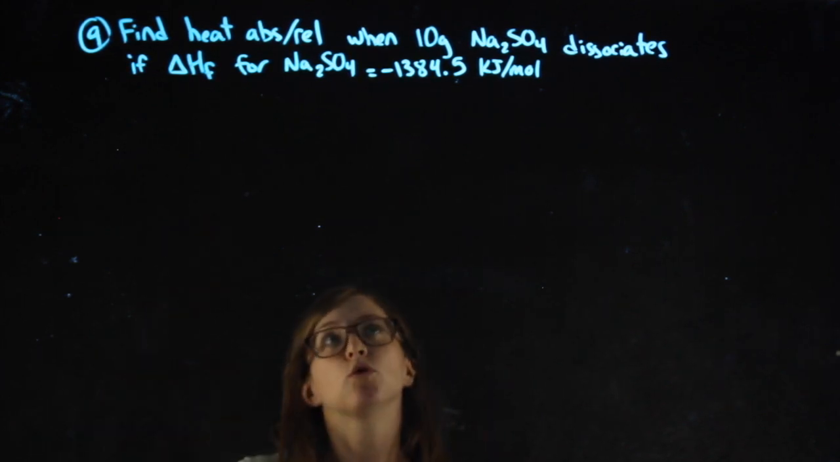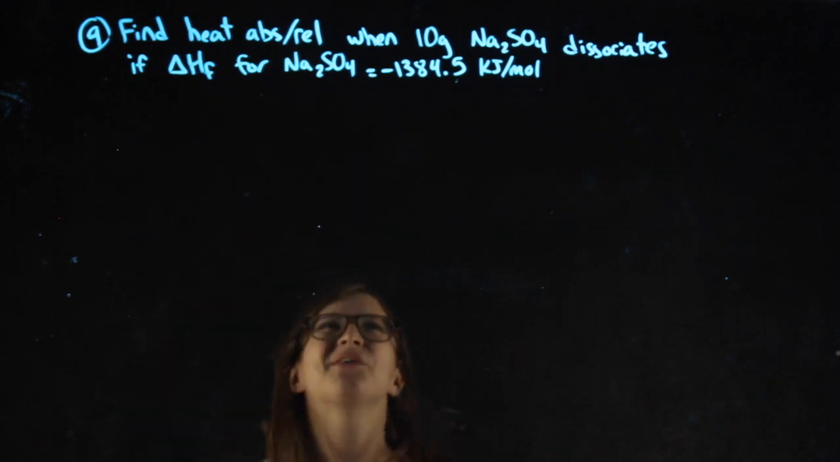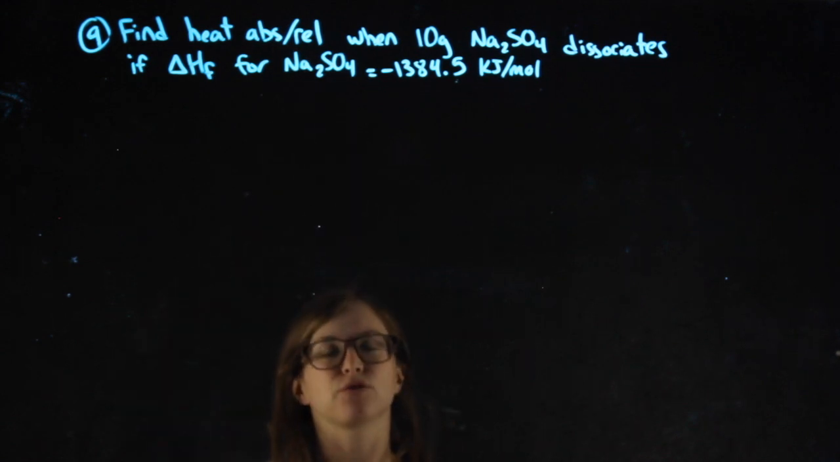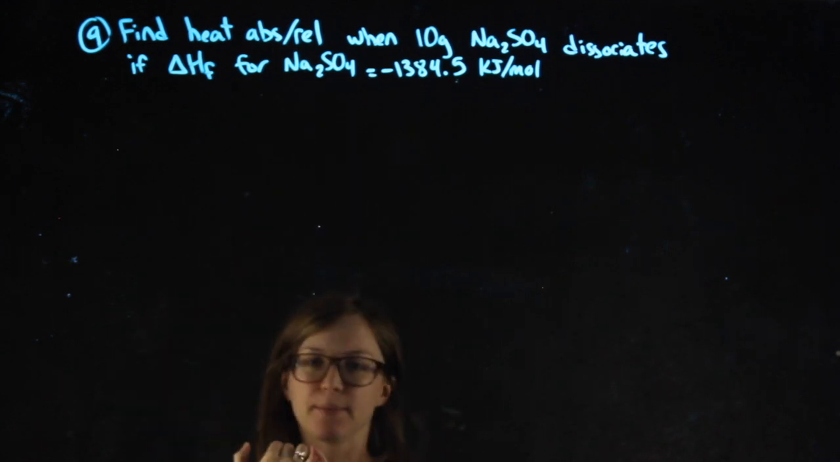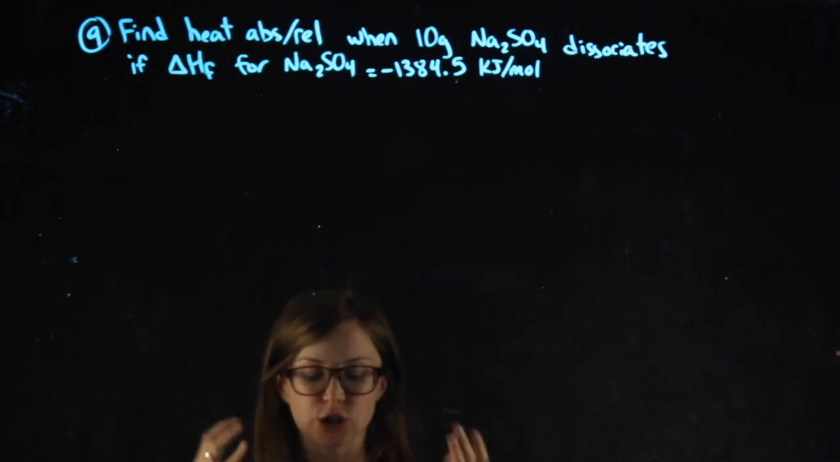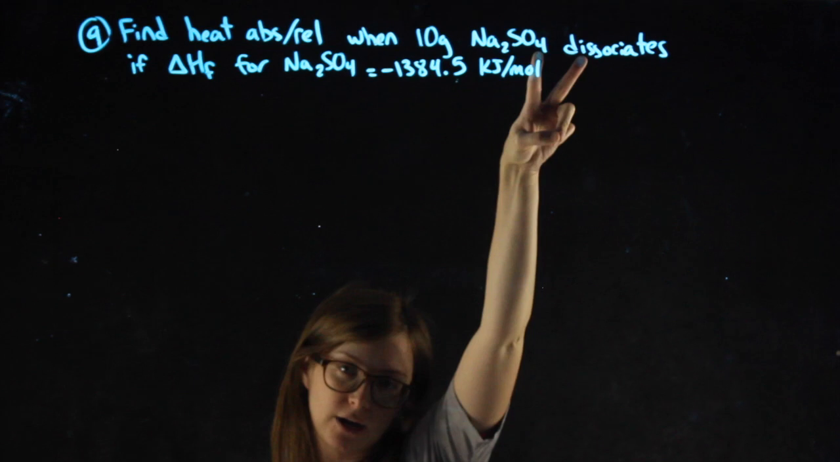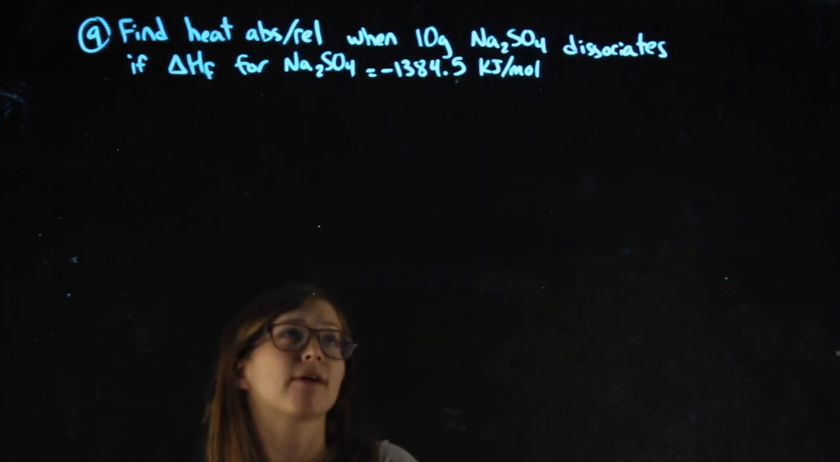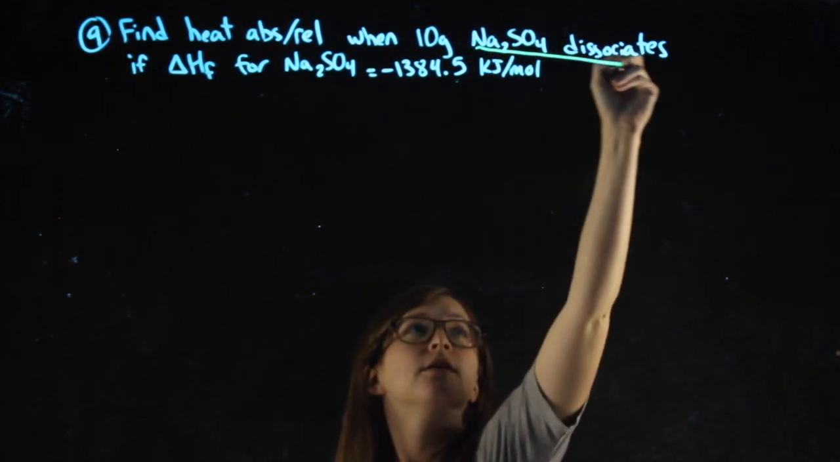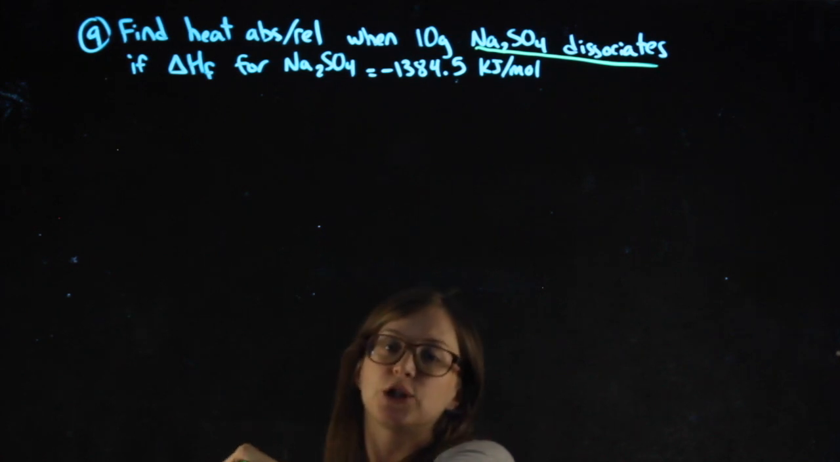Find the heat absorbed or released, is what that stands for, when 10 grams of Na2SO4 dissociate. We're talking about heat, so there are things I can always do when I'm in the heat unit. If they reference something that's a reaction, I can and should write out the reaction, regardless of what the rest of the question asks for.